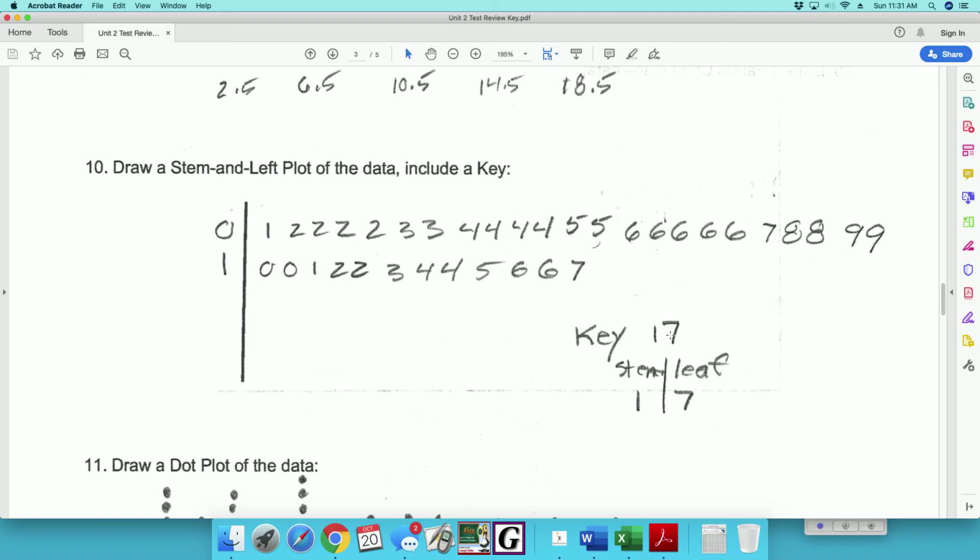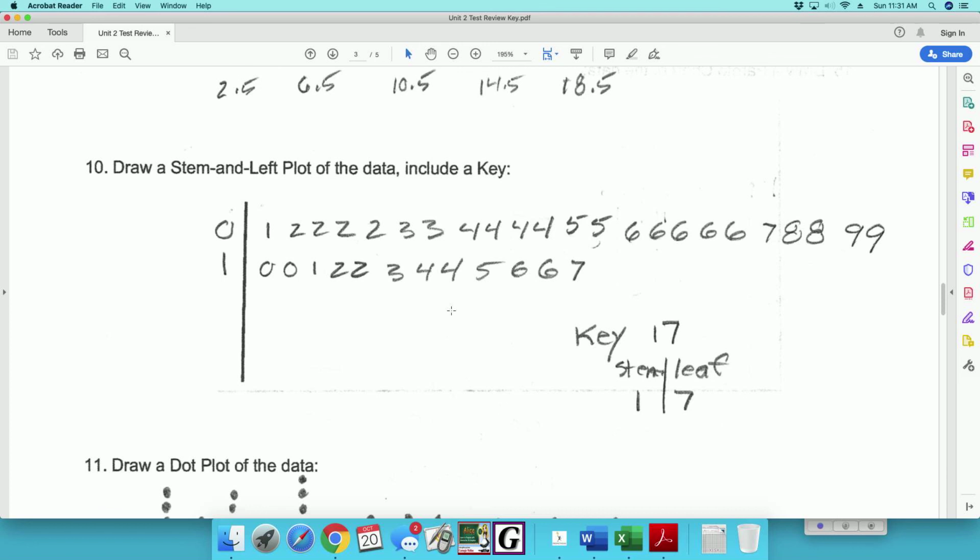The key, let's say if I was going to plot 17 in stem and leaf, the 10s place would be a 1, and the leaf, which is the 1s place, would be the 7. So I just used my rank ordered data, and I did 0 is my 10s place, and then all my 1s places: 10, 10, 11, 12, 12, 13, 14, 14, 15, 16, 16, 17.